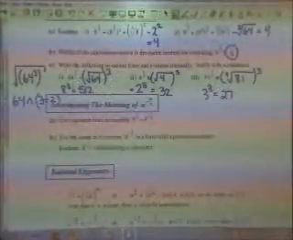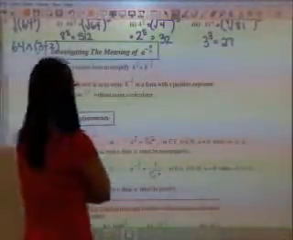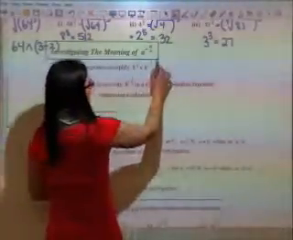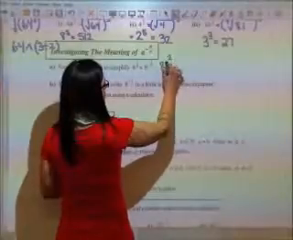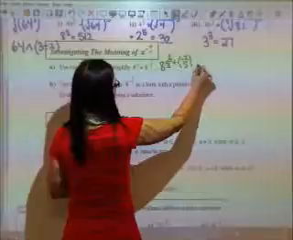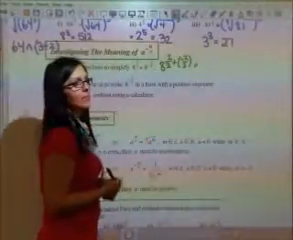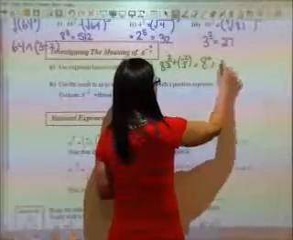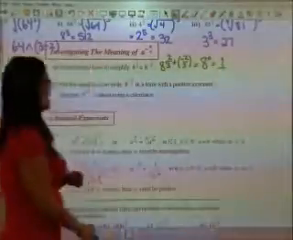Okay, so I have one more part. Use exponent laws to simplify 8 to the power of 2/3 times 8 to the power of negative 2/3. So my exponent laws state that I can add the exponents. 2/3 plus negative 2/3 would become 0. And 8 to the power of 0 would be 1.